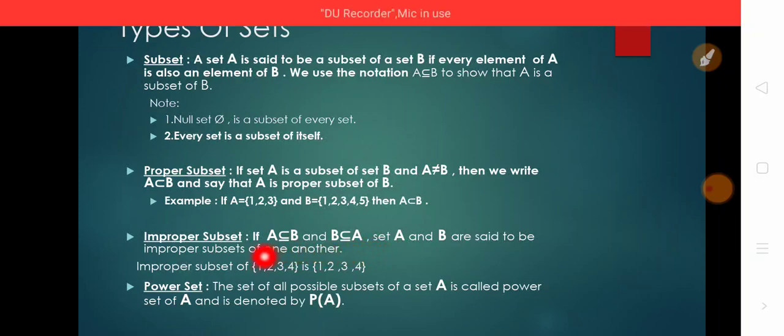Okay. Then we come to the power set. Now what is a power set? The set of all the possible subsets of set A is called the power set of A. If you are going to make subsets of set A, the set of all the possible subsets of set A is called the power set of A. Power set of A means all the subsets are there in the power set, and it is denoted like this.